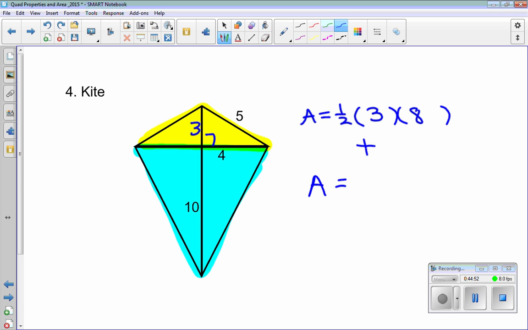How'd I get 3? Well, 3, 4, 5 is a Pythagorean triple, but if you do the Pythagorean theorem, you could find it too. How about the blue triangle? 1/2 base times height. What's the base in that one? Same. Okay, sorry. 8 is the base, and then the height would be 10. So we're actually given that information. Okay, and then you would just add those together. And that's it. That's not bad, right?